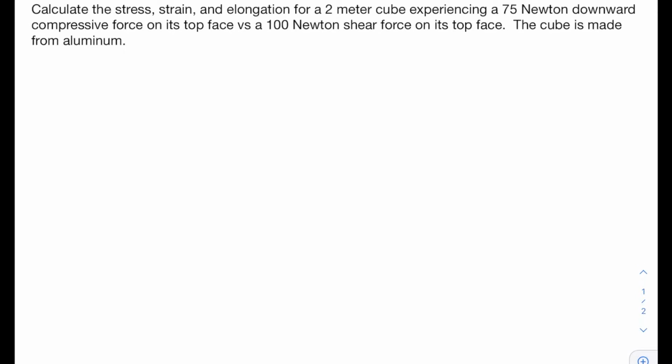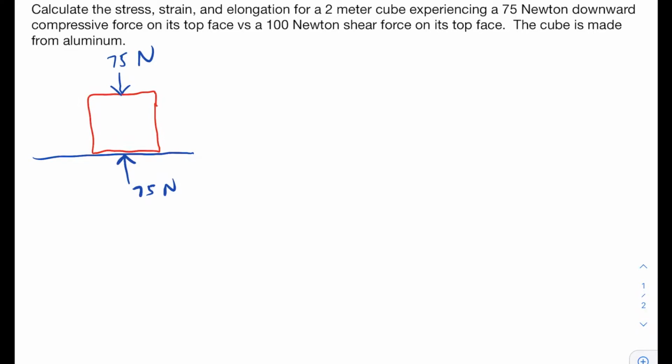In my previous two videos, I showed how you can calculate stress and strain for objects experiencing tensile, compressive, or shear forces. In this video, I wanted to go over an example problem. Suppose you're given the following problem where you're asked to calculate the stress, strain, and elongation for a 2-meter cube experiencing first a 75 Newton downward compressive force and then a 100 Newton shear force on its top face. You're told that this cube is made of aluminum.